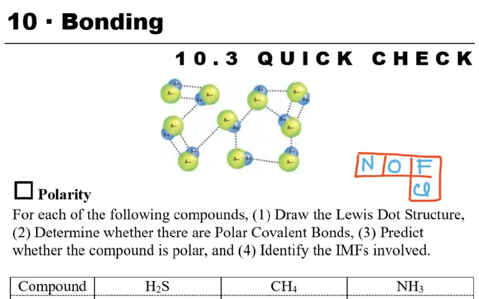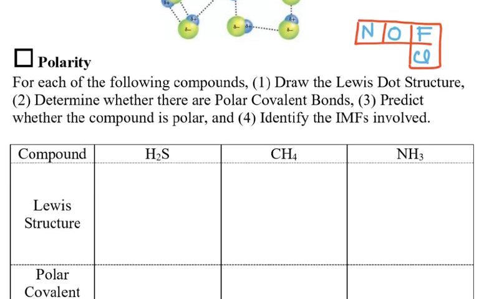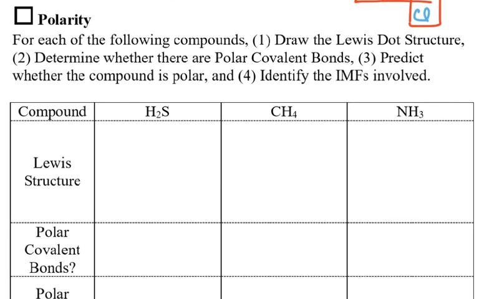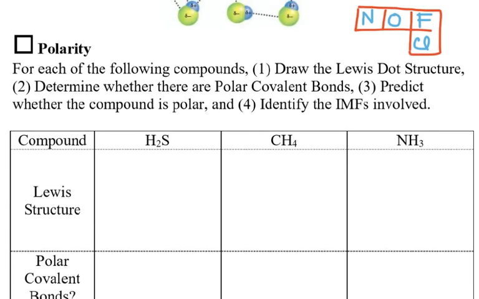Okay, the 10.3 quick check. Okay, we're starting off here. It says polarity. For each of the compounds, draw the Lewis dot structure, determine whether there are polar covalent bonds, predict whether the compound is polar, and then identify the intermolecular forces involved. Remember these four things, these are pretty important for us, those four elements that are the strong nonmetals, we're going to need that.